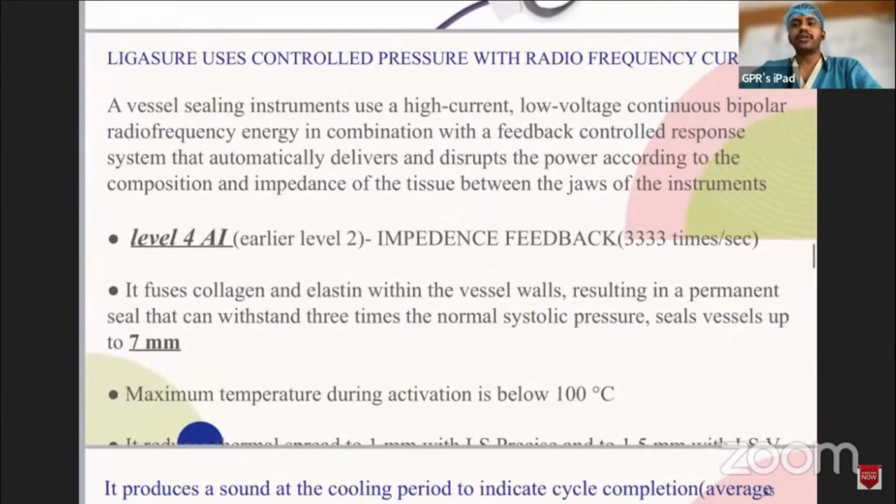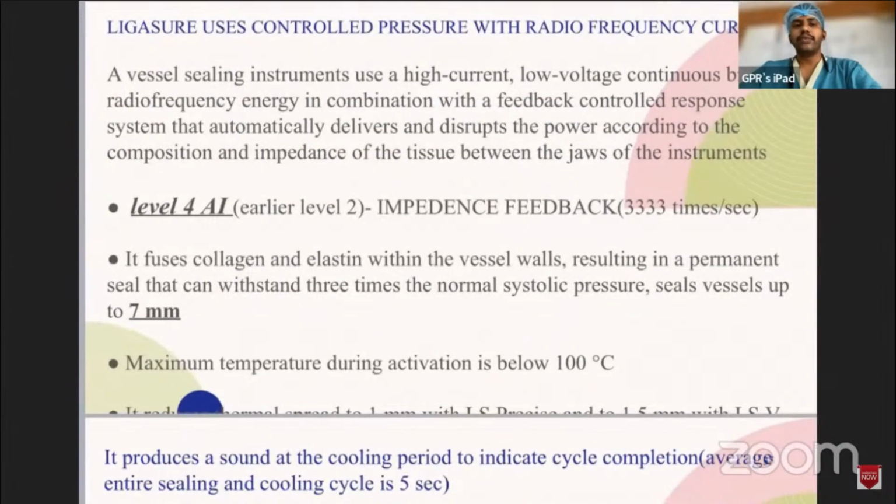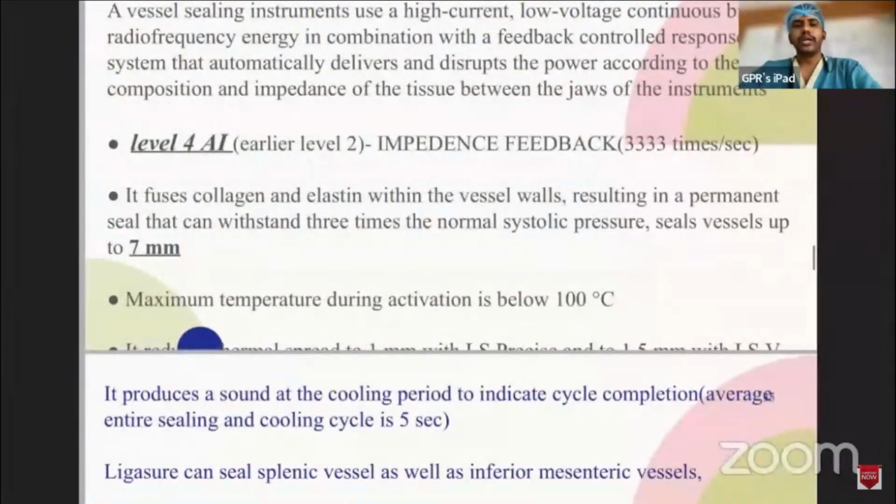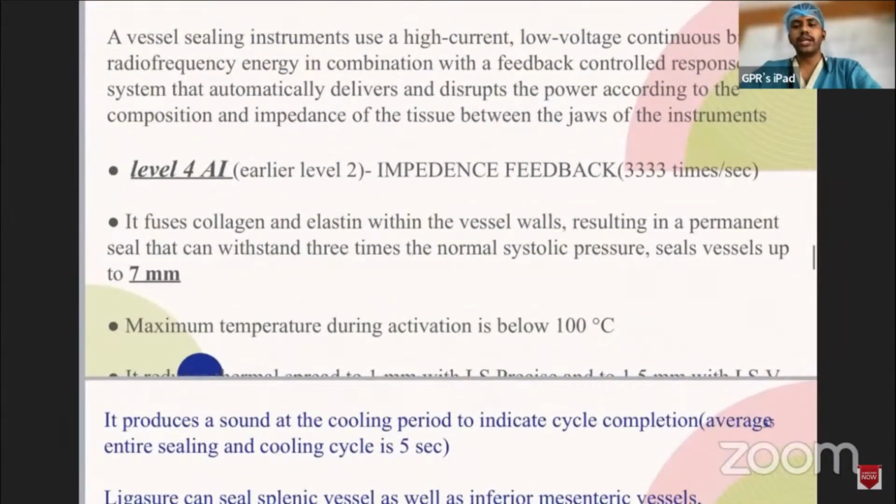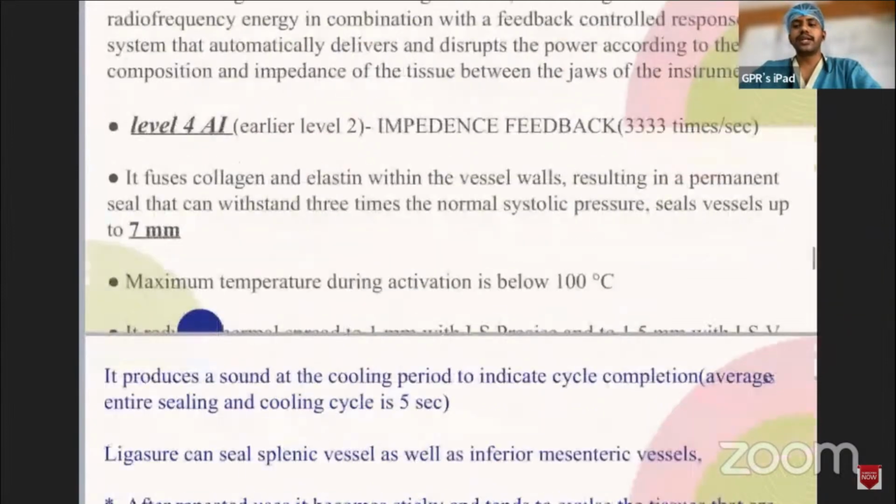The pressure-controlled radio frequency current helps in the sealing of the vessel, and it has its own mechanism to cut between the jaws. This instrument uses level 4 artificial intelligence. Previously it was using level 2, and the impedance feedback happens at a rate of more than 3,333 times per second. LigaSure is very good at holding vessels, and it can seal up to 7 millimeters, which is good enough to hold any splenic vessel, and any mesenteric vessel. The maximum temperature that can come out of LigaSure is around 100 degrees centigrade.